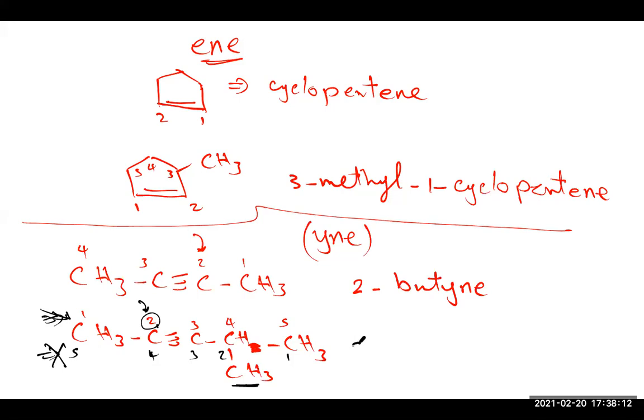Okay, so first we will start by writing the substituent. So it will be 4 methyl, and then we will write the number of the triple bond, which is 2, and the chain is 5, so it's pent, and the triple bond should end with yne, so pentyne, sorry.